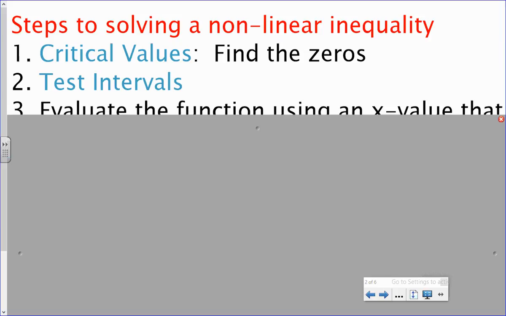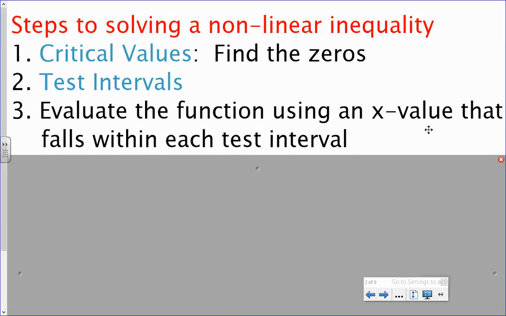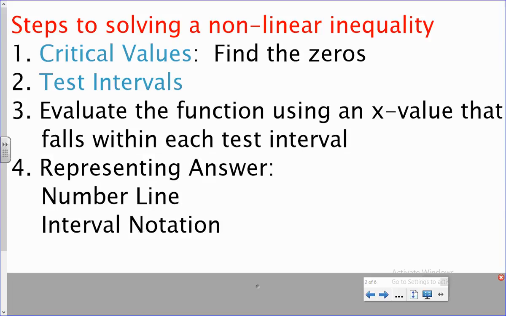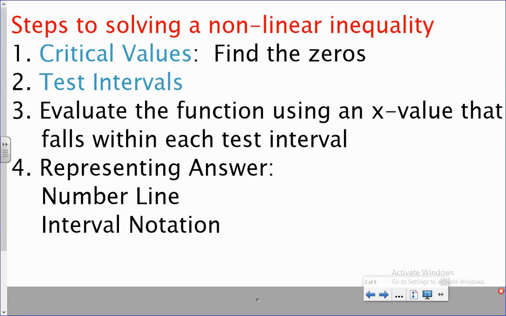We're going to do that by evaluating the function with an x value that's in between our zeros. In between our zeros, the graph is either all above or all below the x-axis. So we're just going to test a point to see if it's above or below. And then you're going to be able to express your answer in two different ways. I'm going to have you represent your answer as both a number line and then an interval notation. And I'll show you both what those look like.